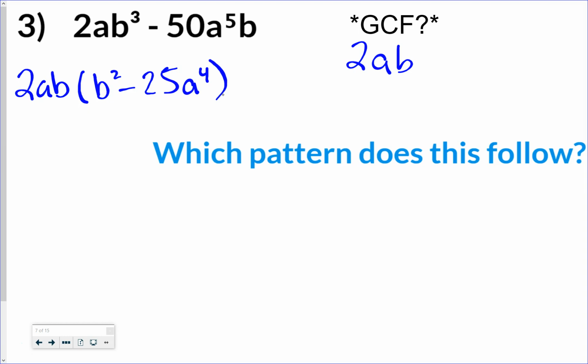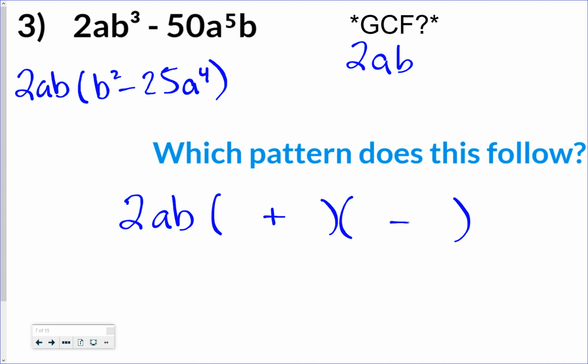Is there still a difference? Yes. Is B squared a perfect square? Yes. Is 25 a perfect square? Yes. Is A to the 4th a perfect square? Yes, because that's A squared times A squared. Any even exponent is going to be a perfect square. You just divide it by 2, you split it up into 2 pieces, as long as we have an even exponent. So we still have 2AB at the front. Doesn't go away.